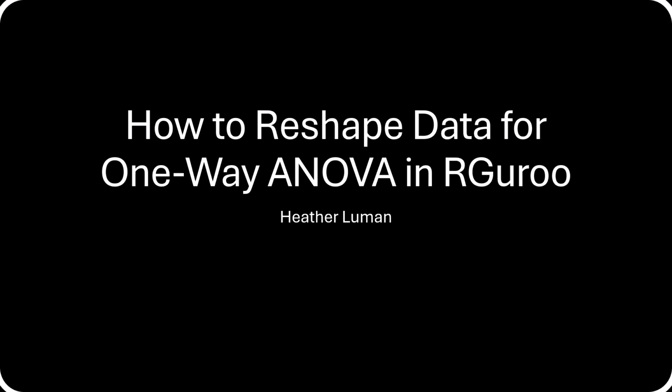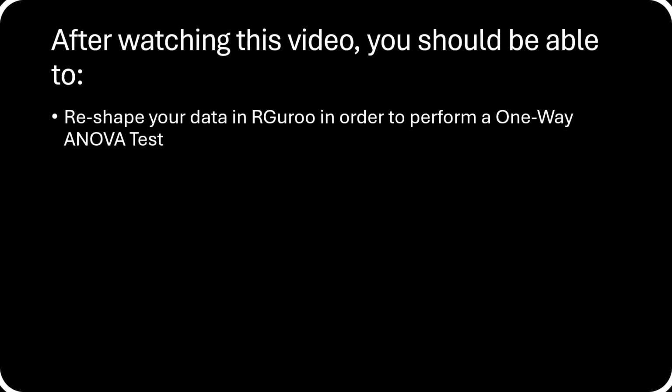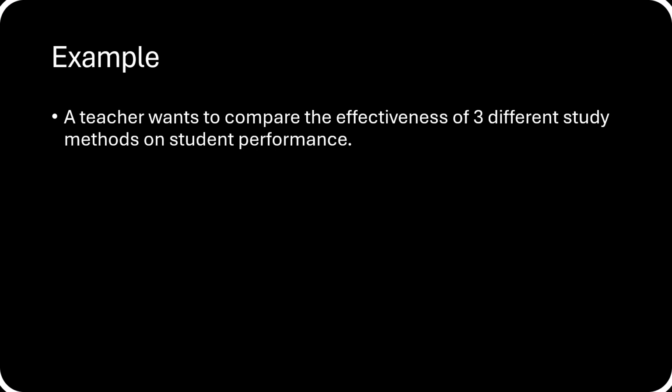Welcome to this video on how to reshape data for one-way ANOVA in RGuroo. Let's get started. After watching this video, you should be able to reshape your data in RGuroo in order to perform a one-way ANOVA test. So let's look at this example.